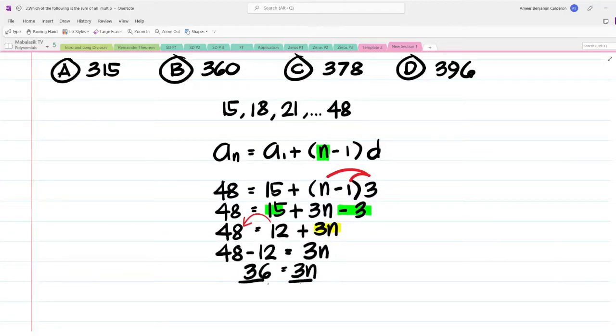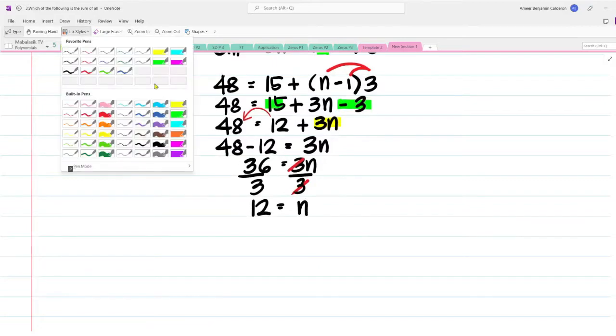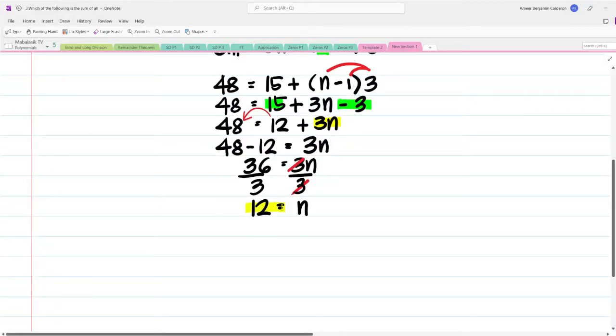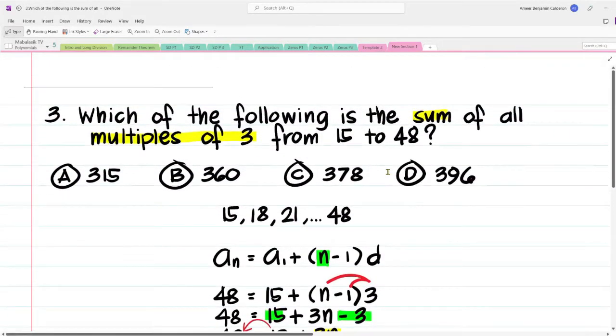Divide both sides by 3. So we can cancel 3 and we are left with n, which is equal to 36 over 3, that is 12. That's equal to n. So ngayon, 12 silang lahat. 12 lahat yung multiples of 3 from 15 to 48.